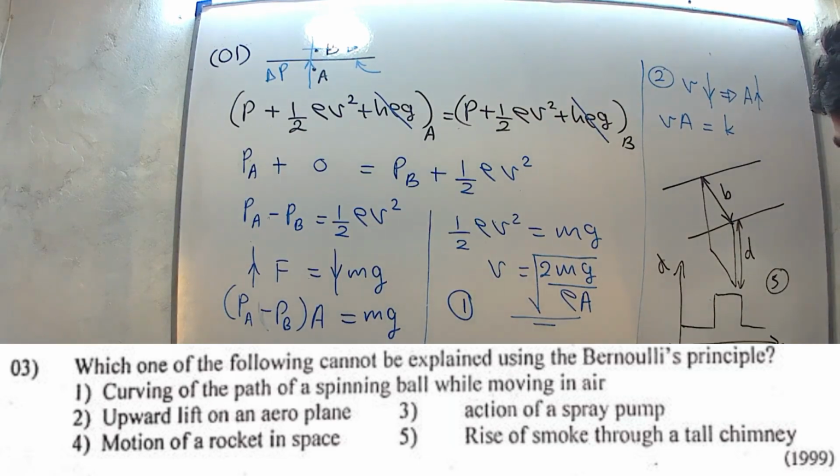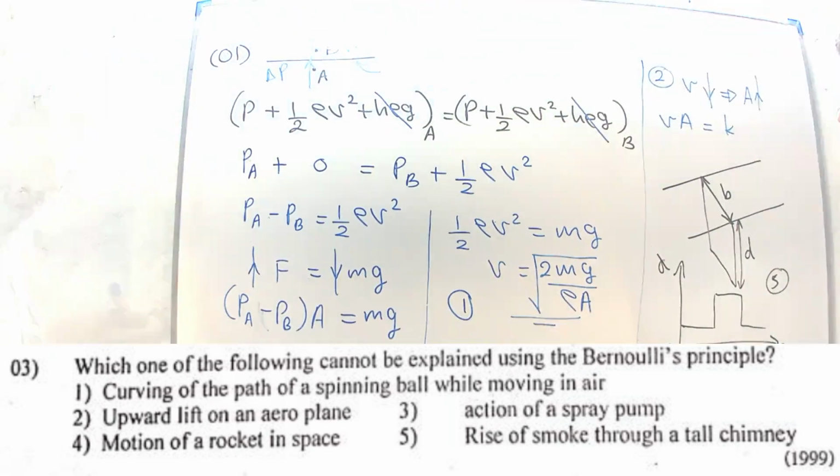Fifth one, rise of smoke through a tall chimney. We can explain it by Bernoulli's principle. Then correct answer is 4 for the question number 3.